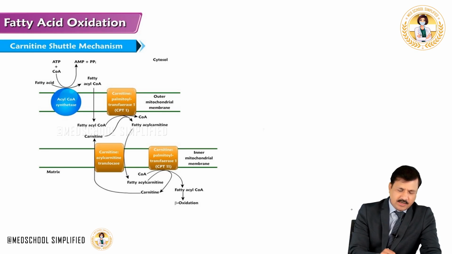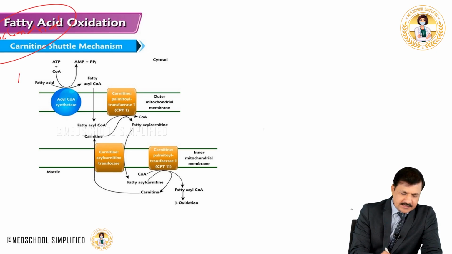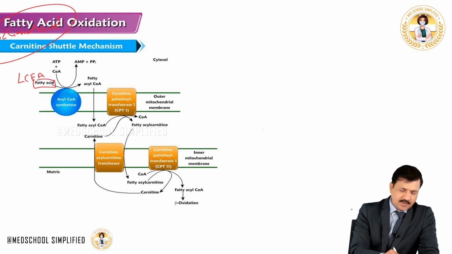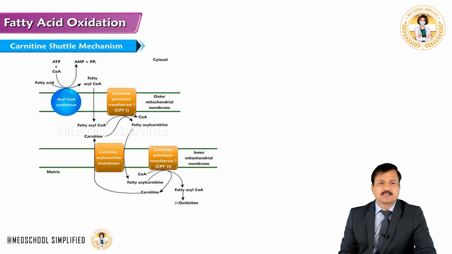This is the mitochondria. So this is the mitochondrial carnitine shuttle mechanism for long chain fatty acids, LCFAs. The fatty acid that is mentioned here in the figure is the long chain fatty acid. Now let's get into the details. What is this carnitine shuttle mechanism here?